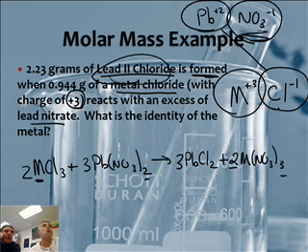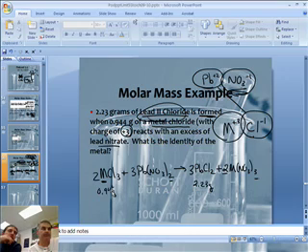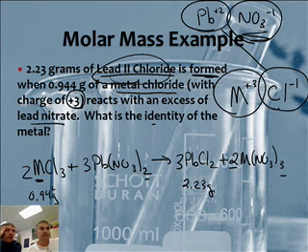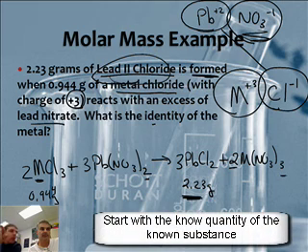Now, what do we know? We know we have 2.23 grams of lead 2 chloride formed. And we know we have 0.944 grams of the metal chloride. Now, guys, when you're doing these, I think it's easiest if you start with the thing you know everything about, and that would be the lead 2 chloride, because we know the mass of it and we know the identity of the substance. Do not start with your unknown metal. We're going to work towards the unknown metal.